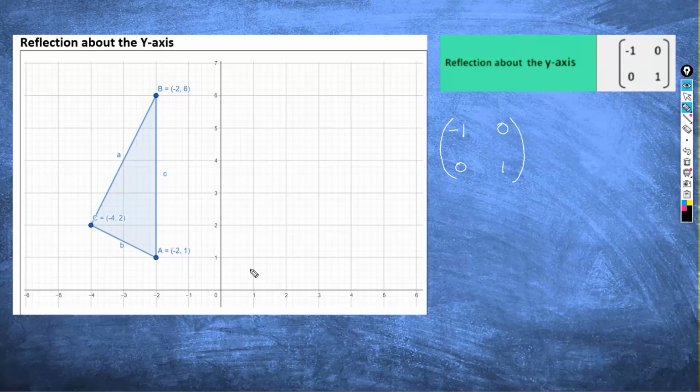Let's start off with point A. Point A is -2, 1. So you have to write it vertical like this. -2, the x coordinate goes on top, the y coordinate goes underneath. Quickly multiply this out and verify through calculations and prove it to yourself that you got the common sense answer.